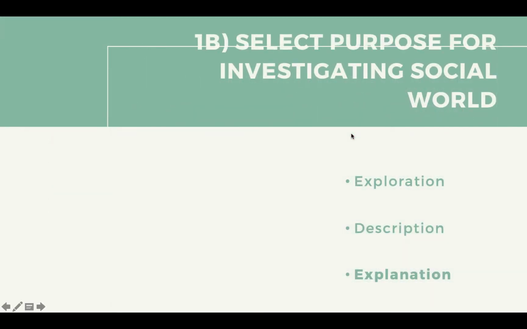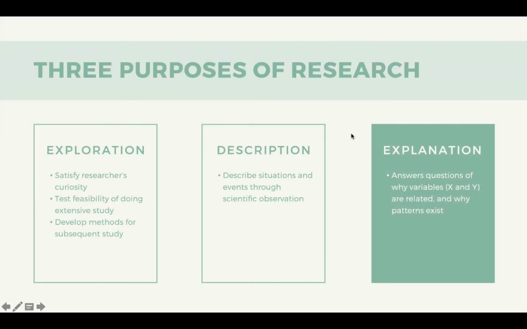Next, you want to select the purpose of your research. So you want to figure out, are you trying to explore some questions? Like, are you Googling some things you're interested in? Are you trying to describe something? Are you going to write it down and present it to somebody, just describing what you found? Or explanation. We're trying to explain something about the relationships between these variables and how that relates to the social world. Let me touch on the three purposes of research.